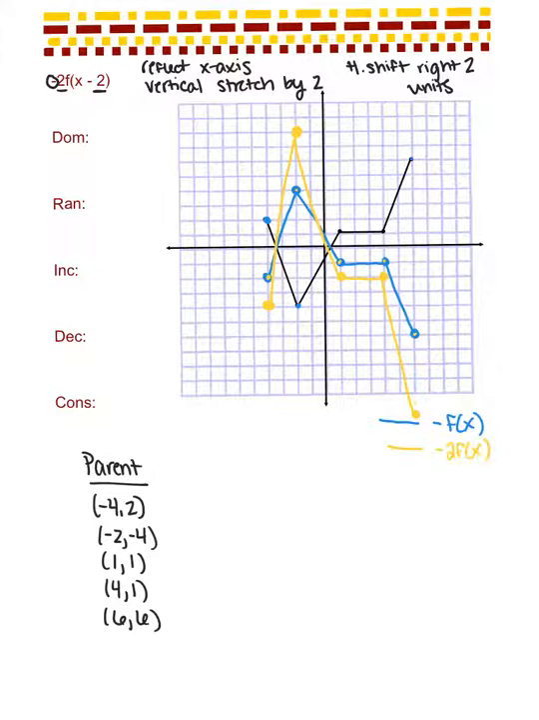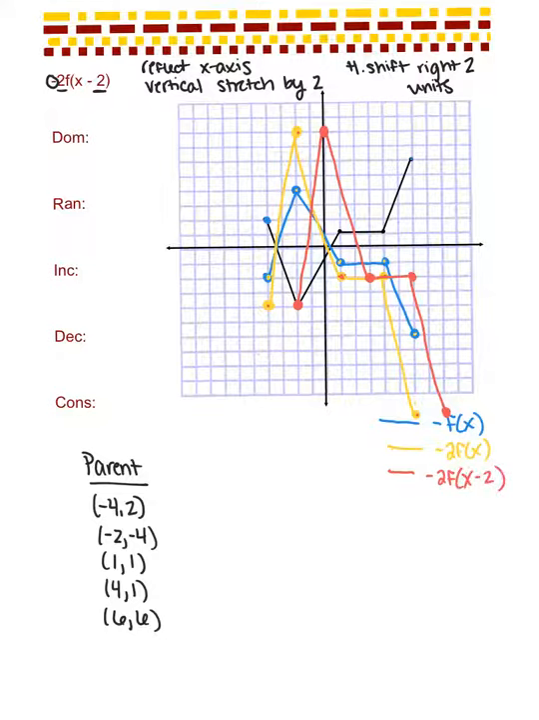And now my last step is to move to the right 2 units. So I'm taking all of these yellow points and I'm moving to the right 2 units. So this point goes right here. This point goes right here. And then this point goes right here. So this red is my final, negative 2 f of x minus 2.